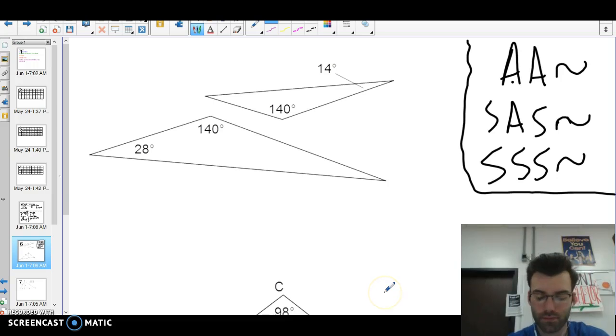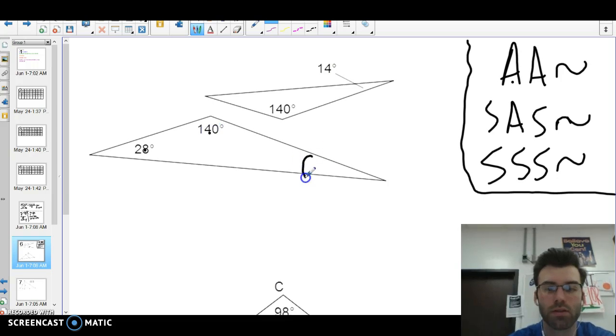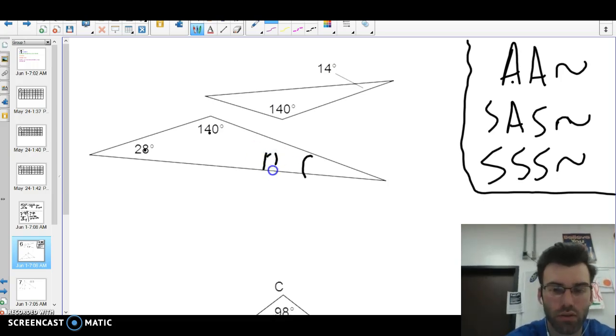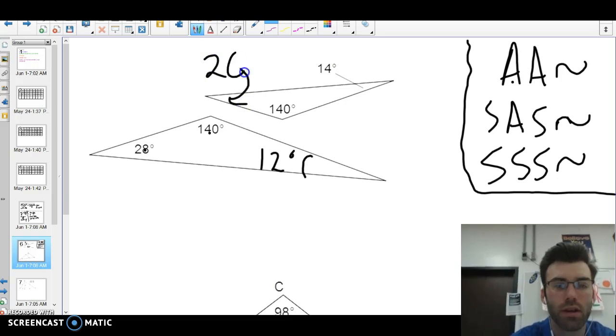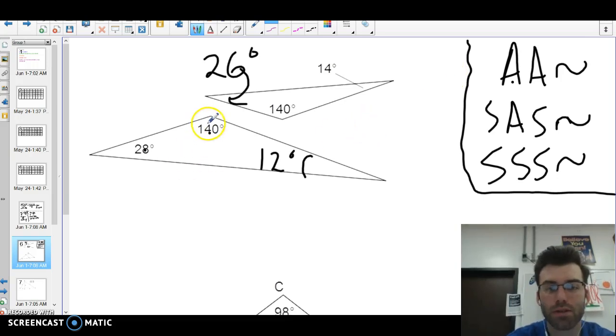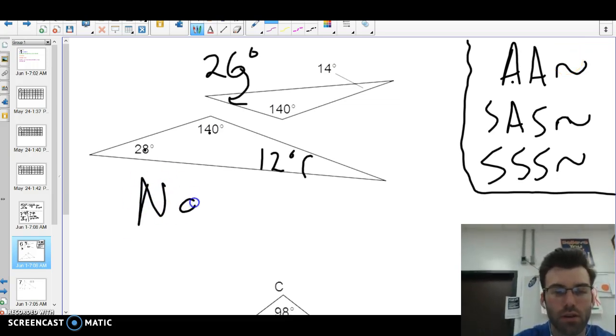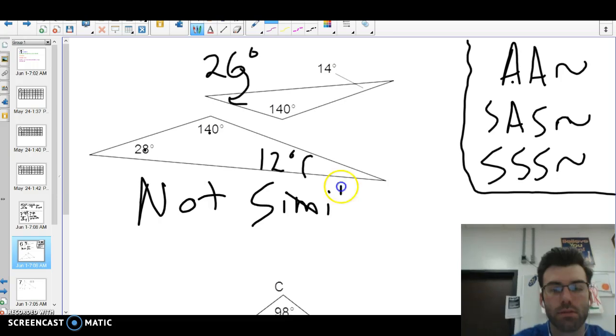So if we want to find out if these are similar, remember all 3 angles have to add up to 180 degrees. If I add 28 plus 140 and subtract it from 180, I get 12 degrees. What? 12 degrees? That doesn't seem right. No, it's not. If I add 140 plus 14 and subtract it from 180, I get 26 degrees. So are these 2 triangles similar? No, they are not, because they only have 1 congruent angle, not 2 pairs. They need at least 2 pairs of congruent angles. So these are not similar.